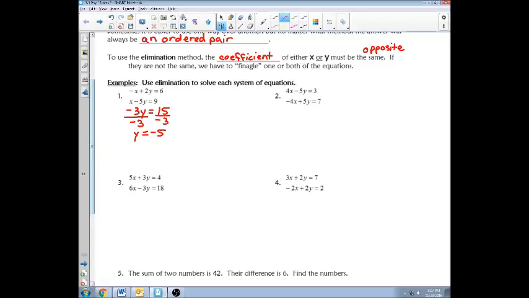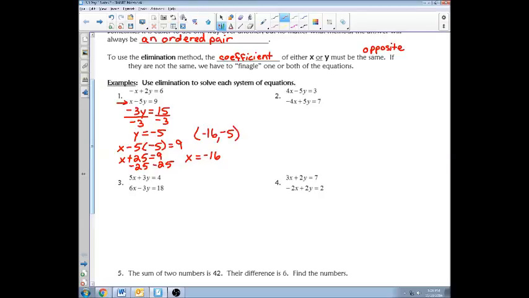You always want to look for which one is going to be easier to finish off. I'm going to choose the bottom line because my x is positive, so I'm not going to have to divide by a negative 1. I'm going to do the same thing we would have done with the substitution method, and rewrite my new equation with negative 5 in for y. x plus 25, because negative 5 times negative 5 is positive 25. Subtract the 25, and x would equal negative 16. So my ordered pair would be negative 16, negative 5.